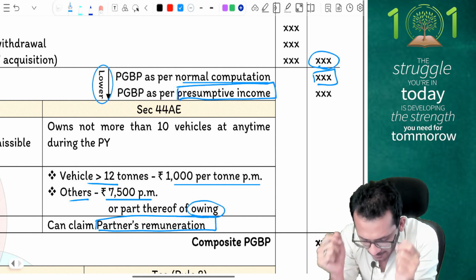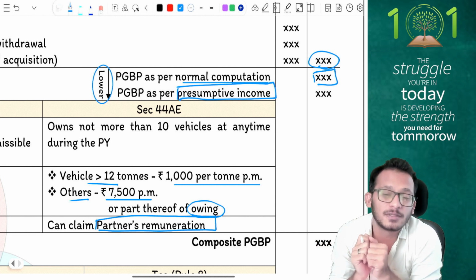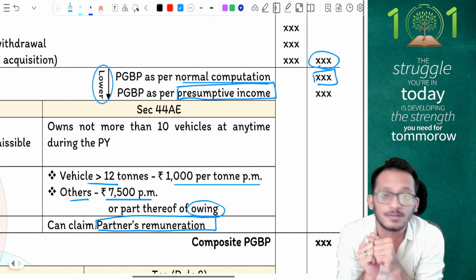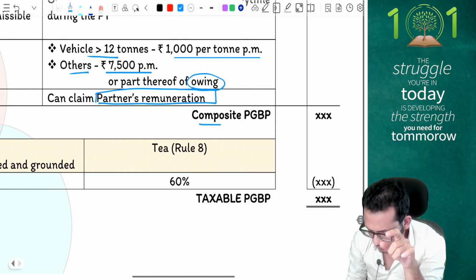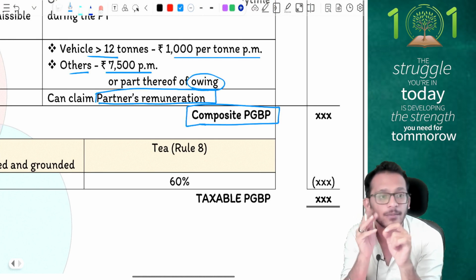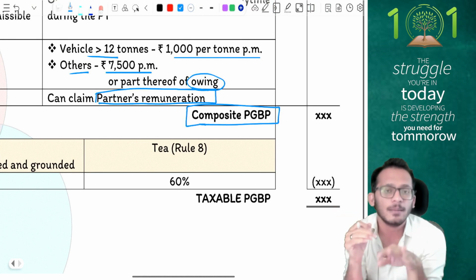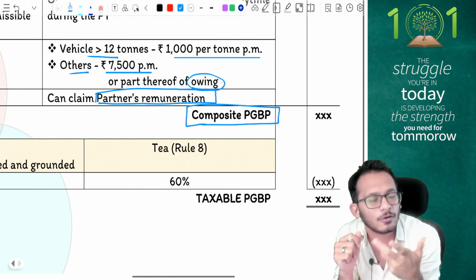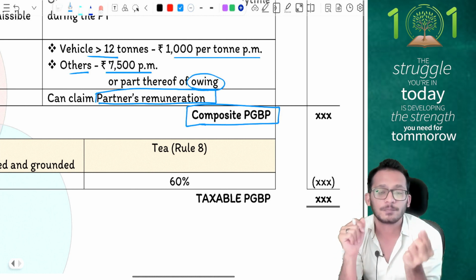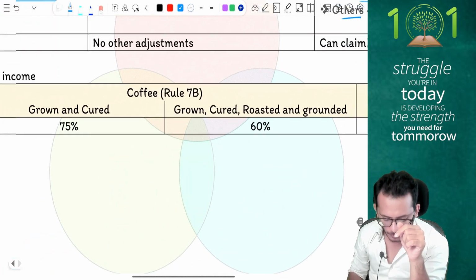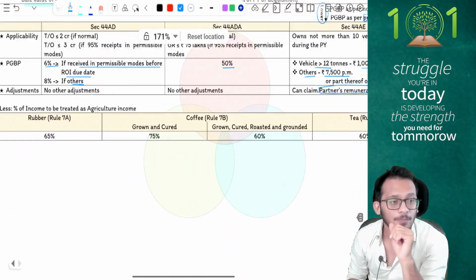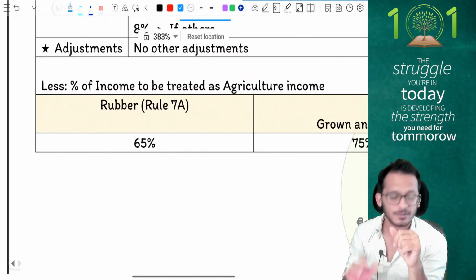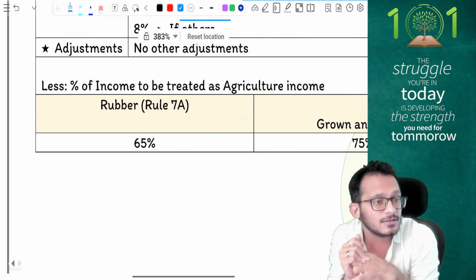But if the question tells you that you are a person running agricultural operations, then this PGBP is also called composite PGBP, people. It's not called the final PGBP, it's called composite PGBP because this PGBP also has elements of your agricultural business. In that case, I will go on to rule 7, rule 7A, 7B and rule 8, where I will now remove some items as income for the purpose of agricultural operations.